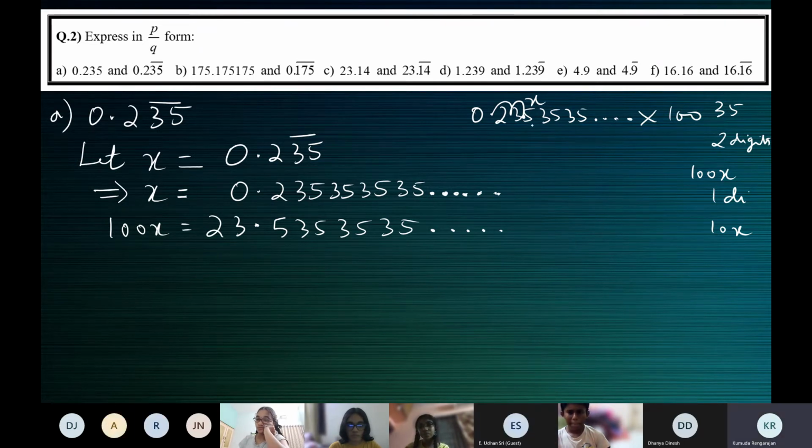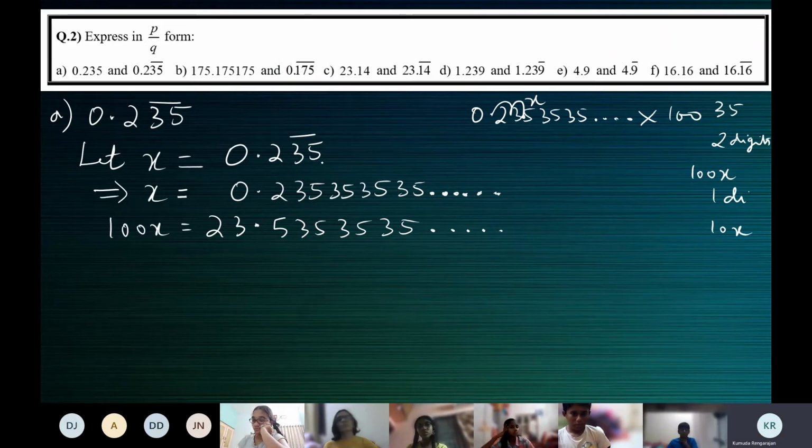Okay, so this is what it is. We said x is equal to the given decimal. Then since 2 digits, 3 and 5, are repeating, we find 100x. 100x will be whatever is x.